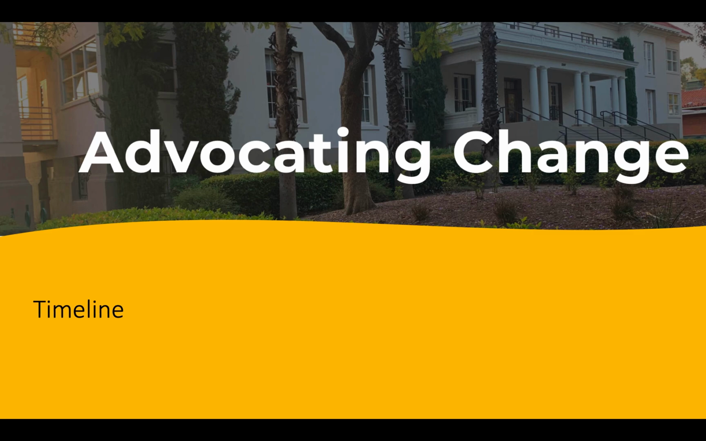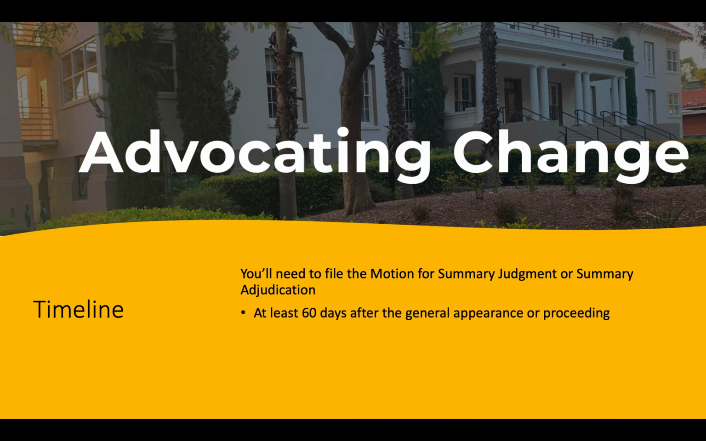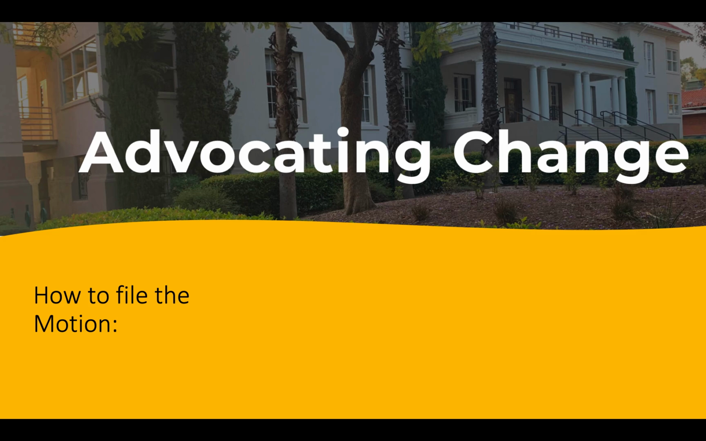Now our timeline. You'll need to file the motion for summary judgment or summary adjudication at least 60 days after the general appearance or proceedings and no less than 75 days prior to the hearing if the motion is served by mail. The motion is to be heard no more than 30 days before trial. The motion will need to be made as a declaration under oath and will be given to all parties and filed with the court.